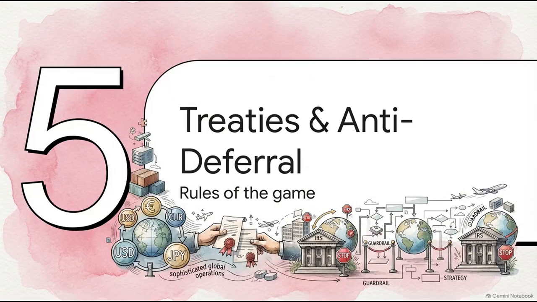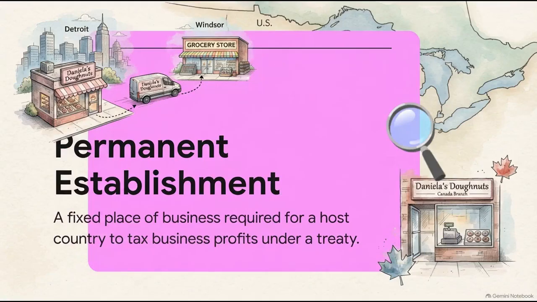Let's move to our final section, treaties and anti-deferral rules. This is where we look at the high-level strategies and the very strict IRS guardrails set up for sophisticated global operations. Tax treaties are essentially bilateral agreements designed to encourage cross-border trade. Under the U.S.-Canada Treaty, there's a crucial concept known as a permanent establishment. It generally means a fixed place of business.